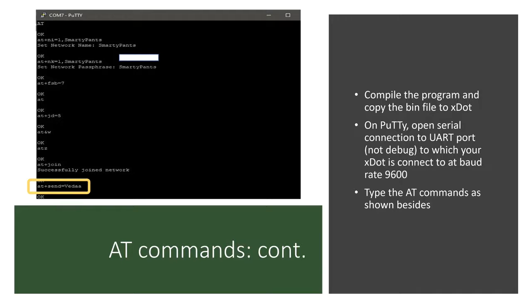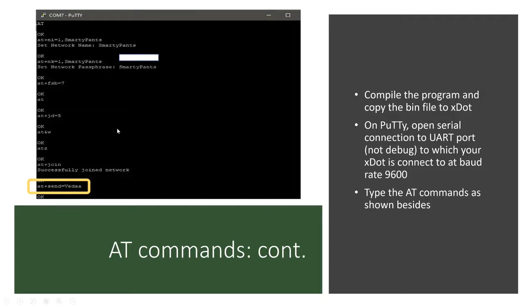In PuTTY we made a serial connection to the UART port, that is COM5, and we gave the baud rate as 115200. Once PuTTY established the serial connection to the UART port, we ran a set of AT commands to set the network configuration.